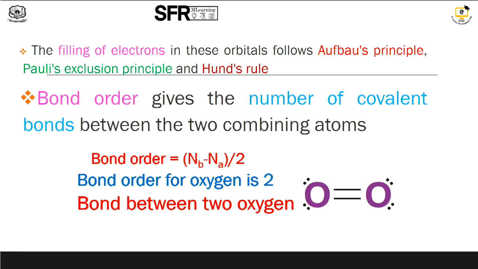Next we discuss the bond order. As we already said, bond order represents the number of covalent bonds between the two combining atoms.